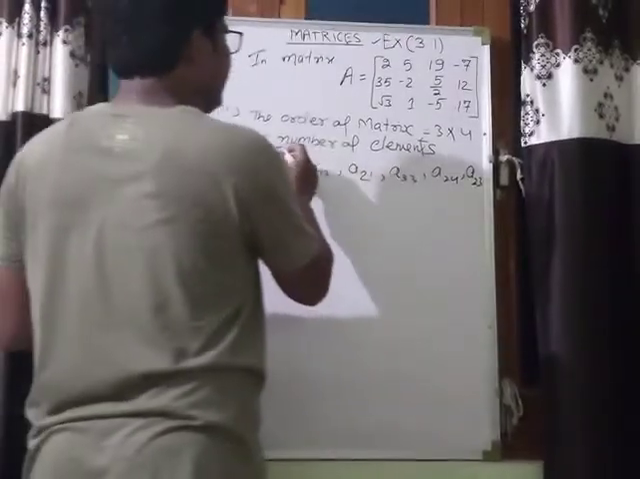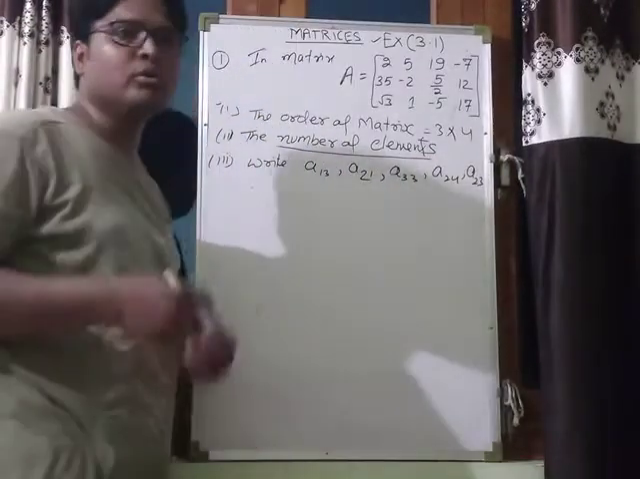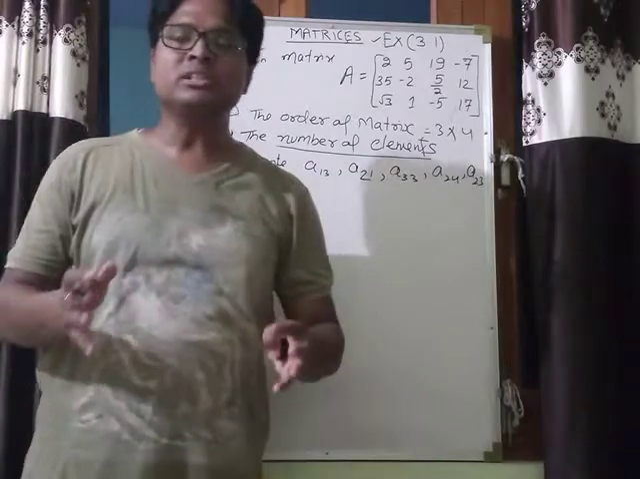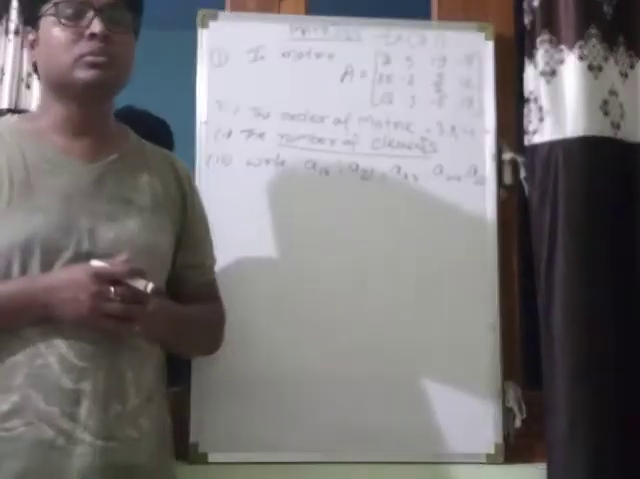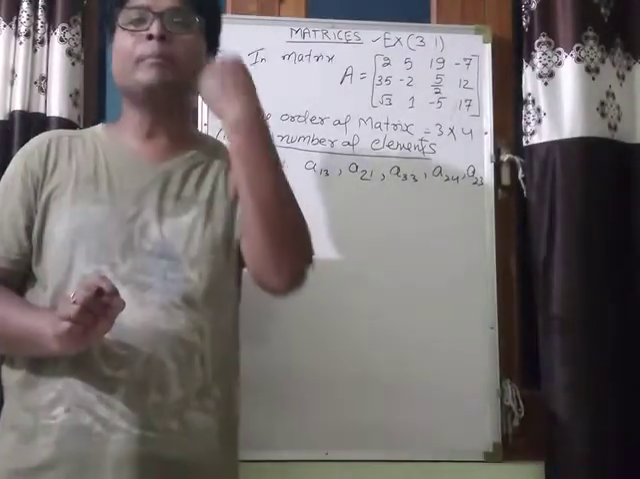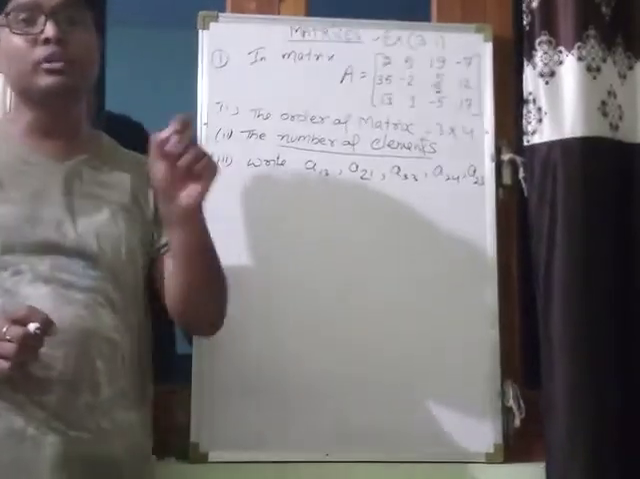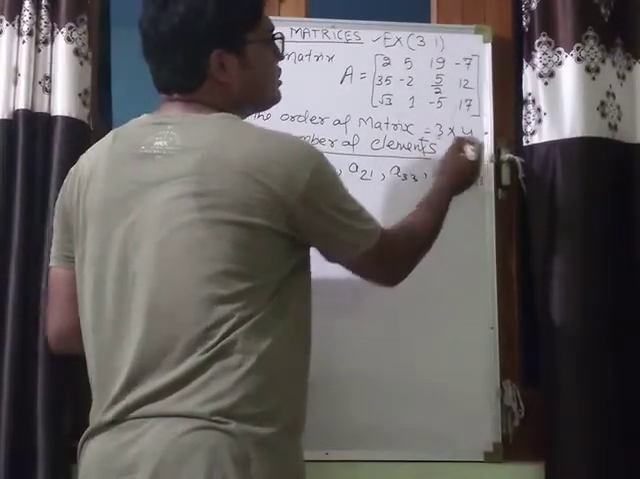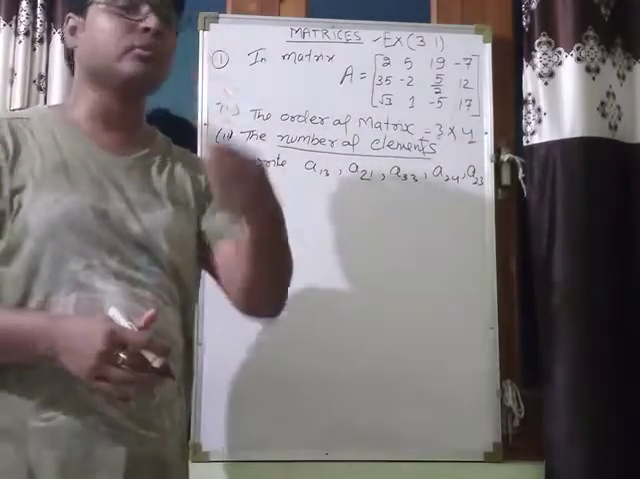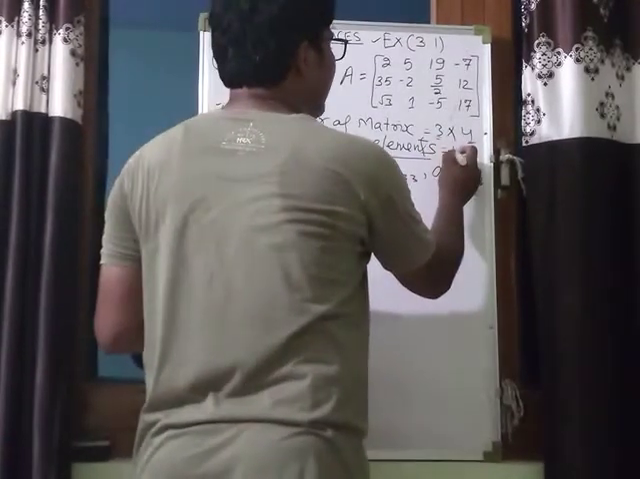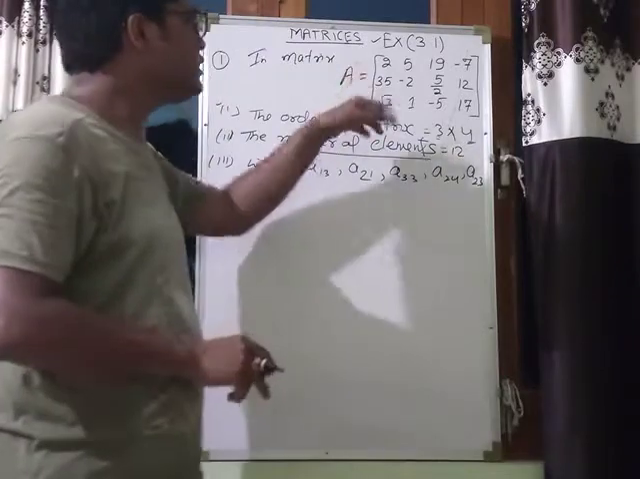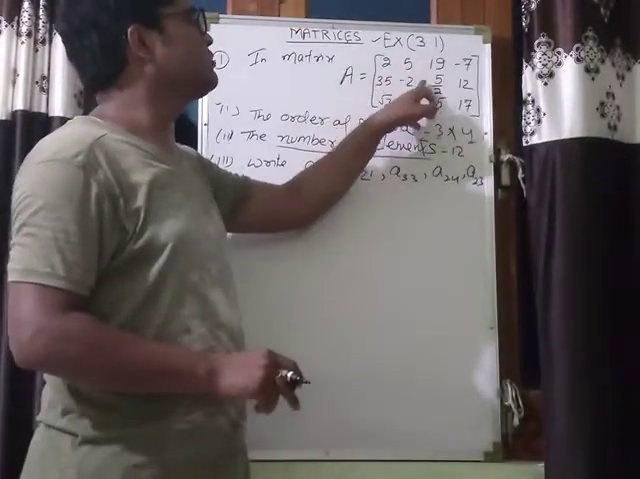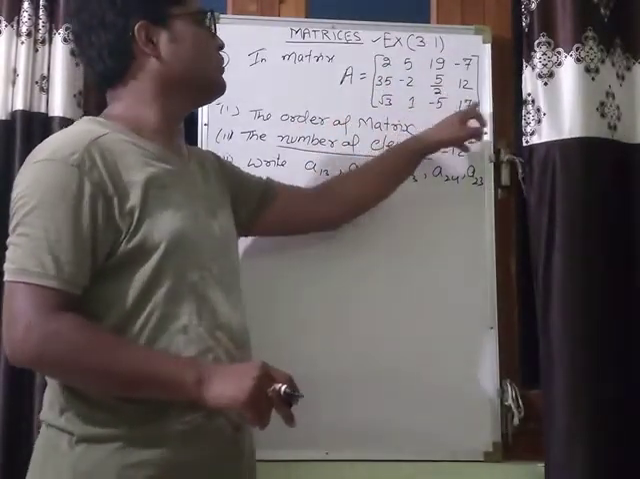Now, how many elements are there? We know that the number of elements in any matrix is equal to the number of rows into the number of columns. How many rows are there? 3. And how many columns? 4. So 3 into 4, that is, there are a total of 12 elements. You can count it: 1, 2, 3, 4, 5, 6, 7, 8, 9, 10, 11, 12.